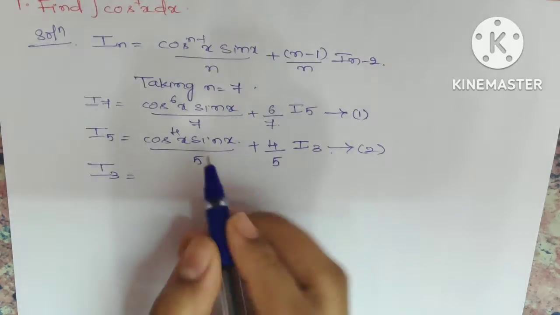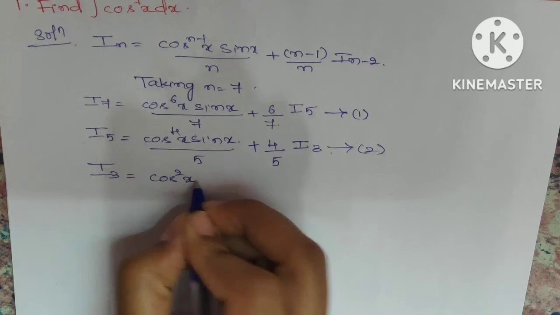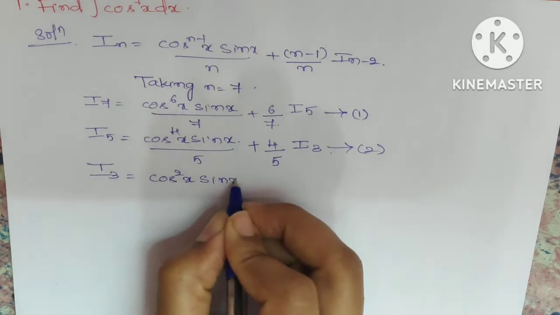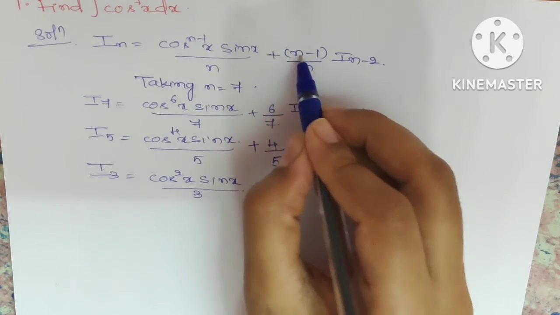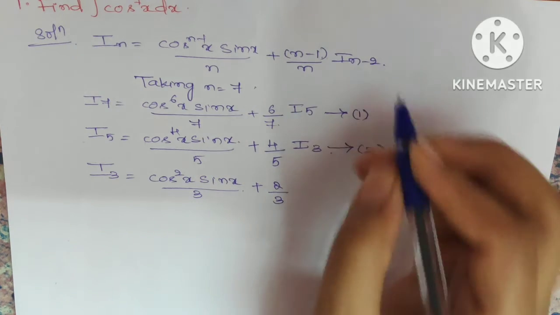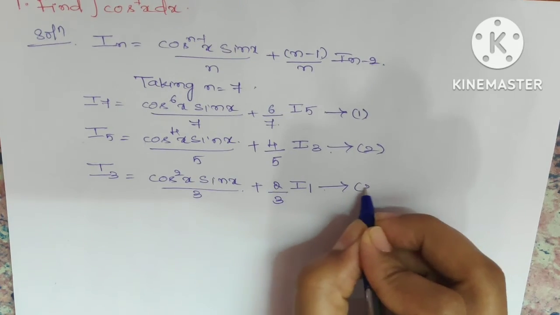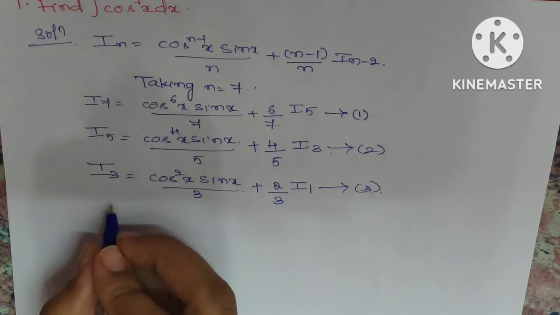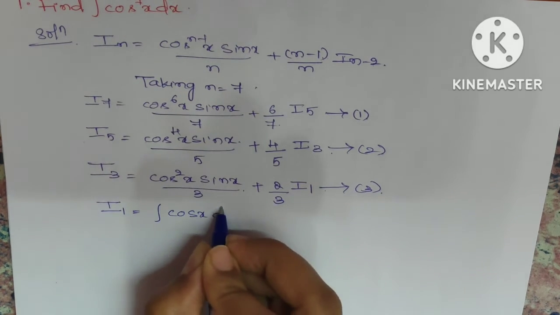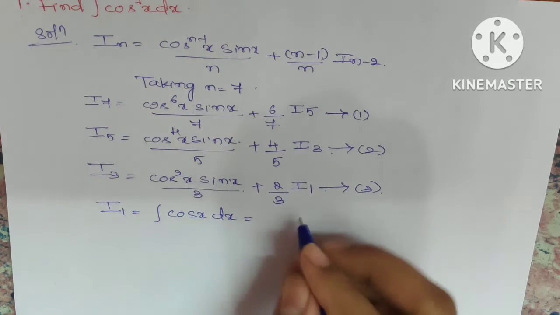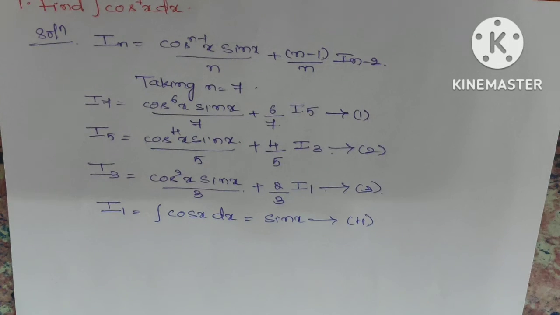So I₃ equals, now put n equals 3, cos^(3−1), that is cos² x, times sin x divided by 3, plus (3−1)/3, that is 2/3, times I₃₋₂, that is I₁. Equation 3. Now we have to find out I₁ here. So I₁ equals the integration of cos x dx. The integration of cos x is sin x. Equation 4.